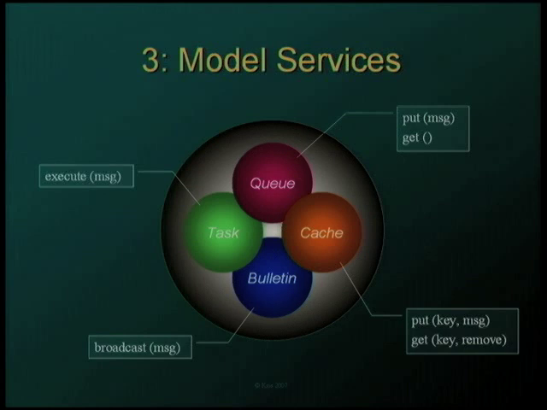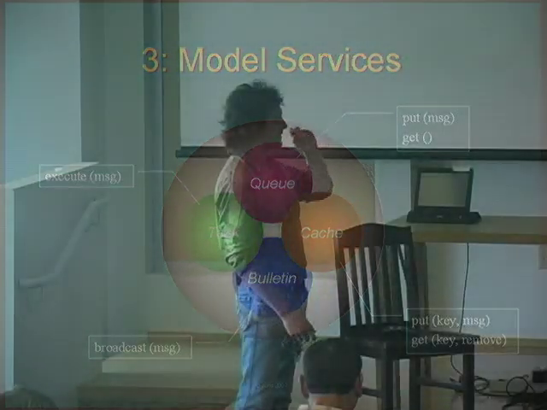Some of the things that the model provides for you, the verbs, are all listed up there. This is all of them, basically. On a queue, you can do a put, and you send it a message, and you can do a get, and you'll get a message back. Same with cache, but there's a key involved. And with a get, there's an option to remove. So it's basically put, remove, and get, tied into a couple of functions. With bulletin, you broadcast messages. And with tasks, you execute messages. And all of these messages are actually D objects. So you can imagine that they're serialized at some point and squirted out onto the wire and so forth. But that's the way it works.